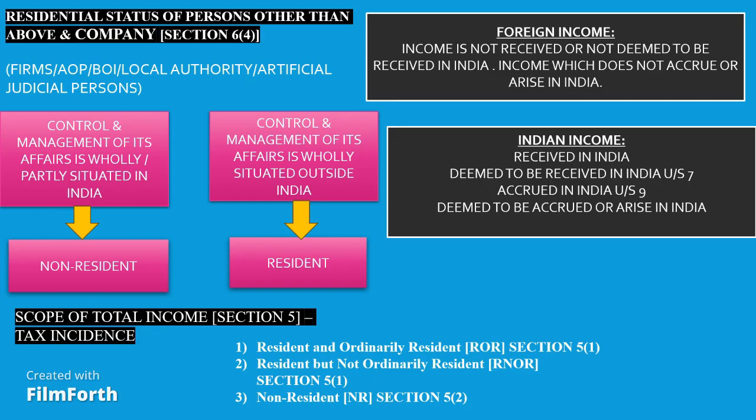Residential status of firms, association of persons and body of individuals. Firms, association of persons and body of individuals would be resident in India if the control and management of its affairs is situated wholly or partly in India. In case of non-resident, where the control and management of the affairs is situated wholly outside India, the firm, association of persons and body of individuals would become a non-resident. The residential status of the partners or members is immaterial while determining the residential status of a firm, association of persons and body of individuals.